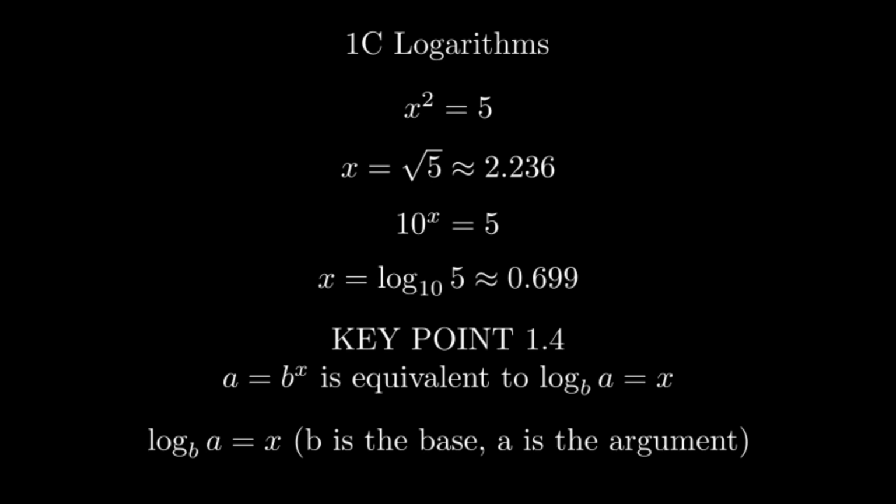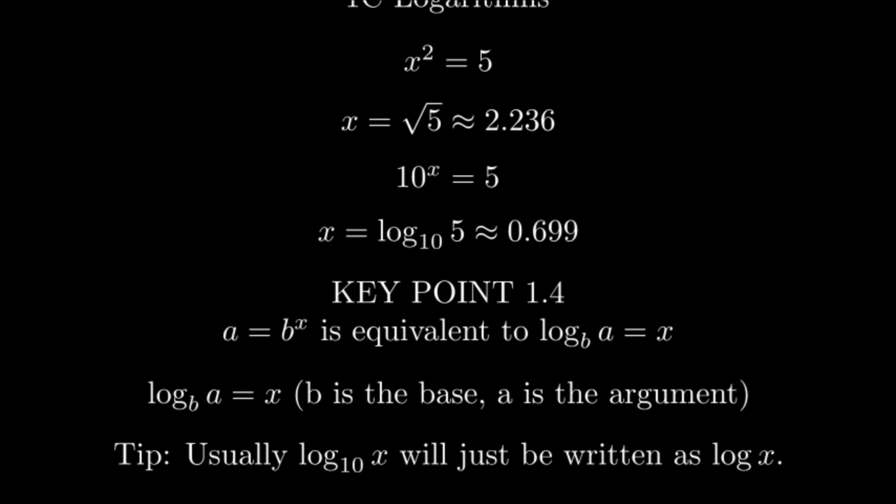In this notation, b is called the base of the logarithm and a is called the argument. While we can use any positive number other than 1 as a base, the most common base you'll see is base 10. This is called the common logarithm. Because it's so common, if you see a logarithm written without a base, like log x, you should assume the base is 10. So log x is just a shorthand for log base 10 of x.